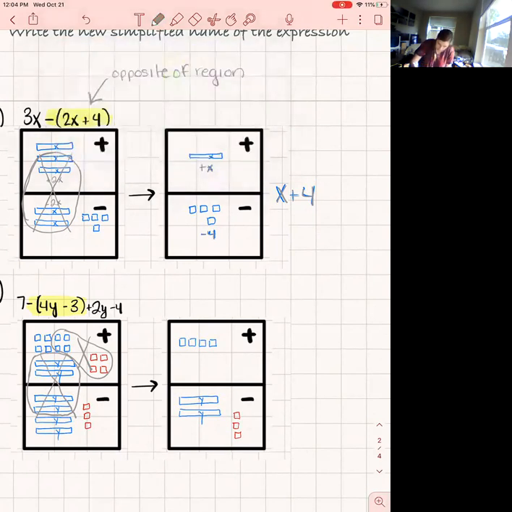I know that this means plus 4 because that's just 4 positive tiles in the positive zone. Now, remember, everything in the opposite zone is the opposite of what it says it is. So if I have 2 blue tiles, that's actually minus 2y. And if I have 3 red tiles, that's actually plus 3. So if I name this and I write it in the correct order, that's negative 2y plus 3 plus 4. And I can combine like terms to get negative 2y plus 7.